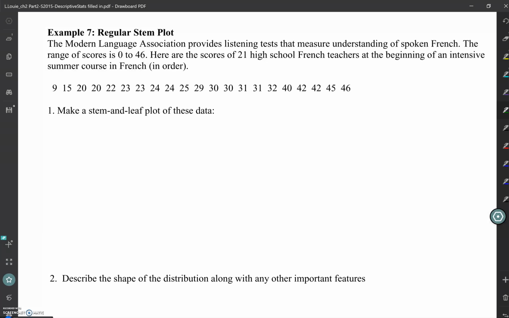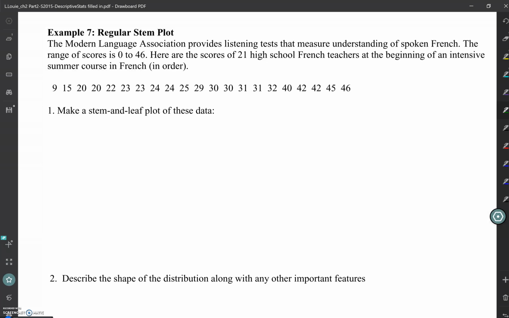The Modern Language Association provides listening tests to measure understanding of spoken French. The range of scores is 0 to 46. Here are scores of 21 high school French teachers at the beginning of an intensive summer course in French. They're already in order for us, so that makes it nice.